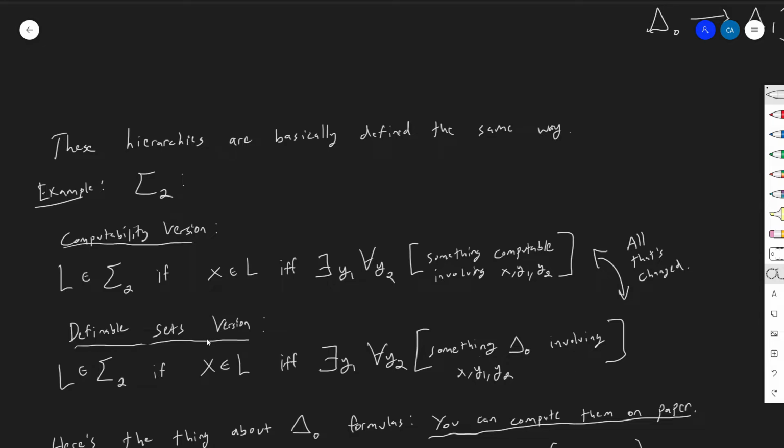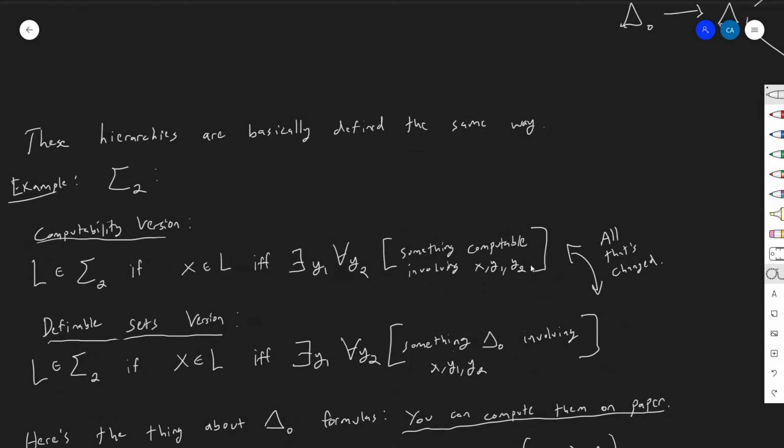Whereas in the definable sets version, we said you're in sigma 2 if and only if there exists a y1 such that for all y2, something delta 0. So the only thing that's changed is the thing in the brackets. We've replaced something computable involving the stuff I'm quantifying over with something delta 0 involving the stuff I'm quantifying over. That's all that's changed. And remember, we are talking about the same stuff. A decision problem is a set of natural numbers. And so I can actually talk about whether or not these are exactly the same class.